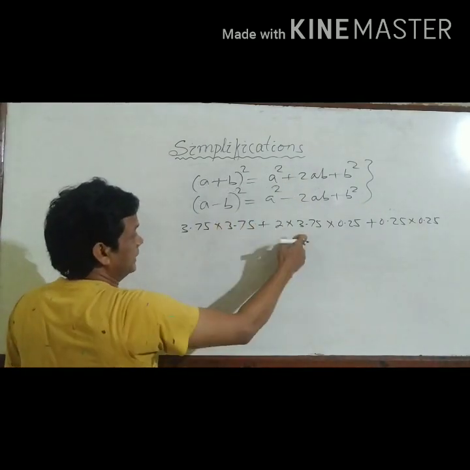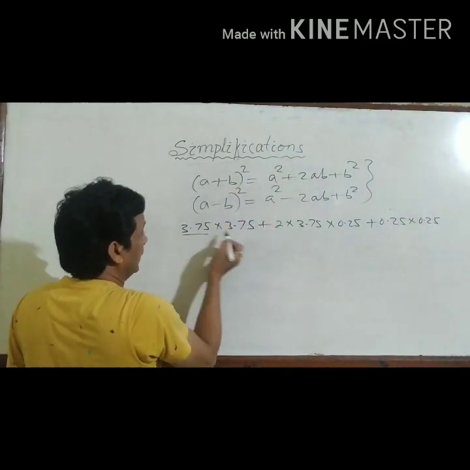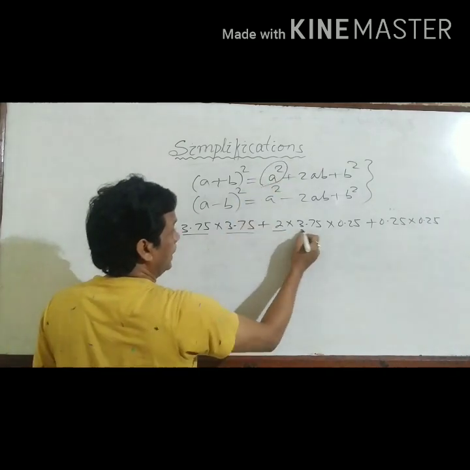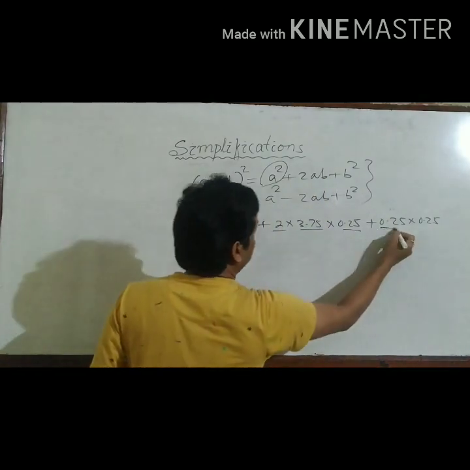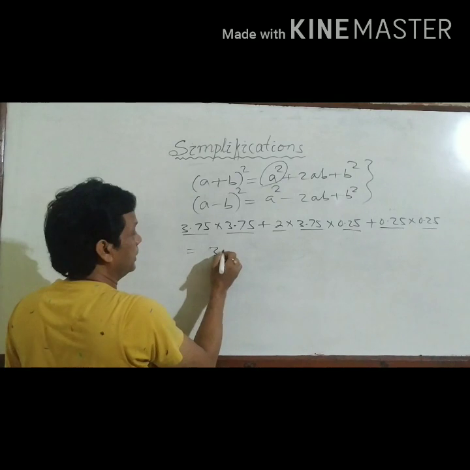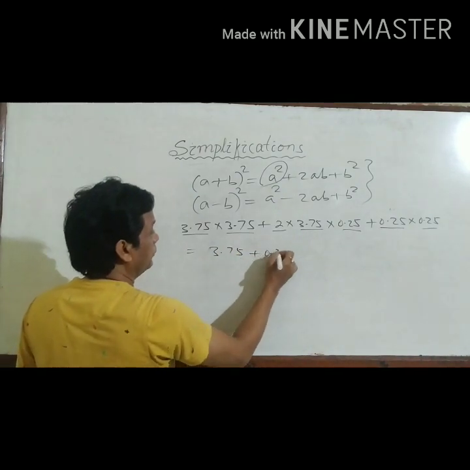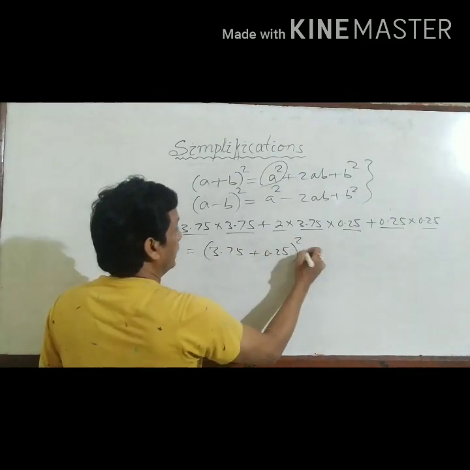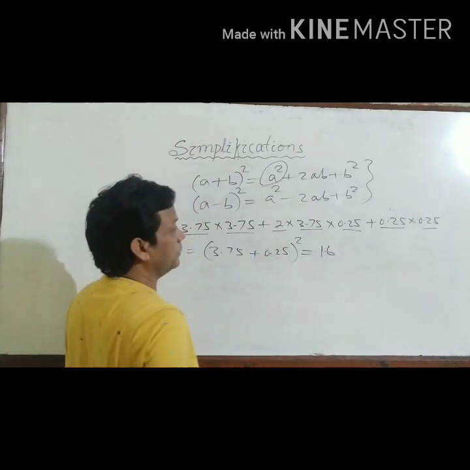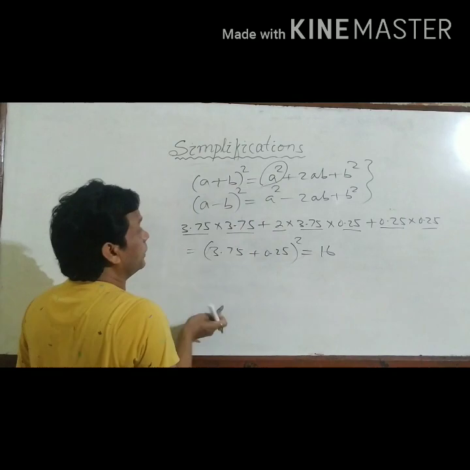Compare this line with these two lines. A into a, square plus 2ab plus b square. So the formula is a plus b whole square. That means 3.75 plus 0.25 whole square. And 3.75 plus 0.25 is 4, 4 square is 16. So this one is the answer. So you should remember these two formulas.